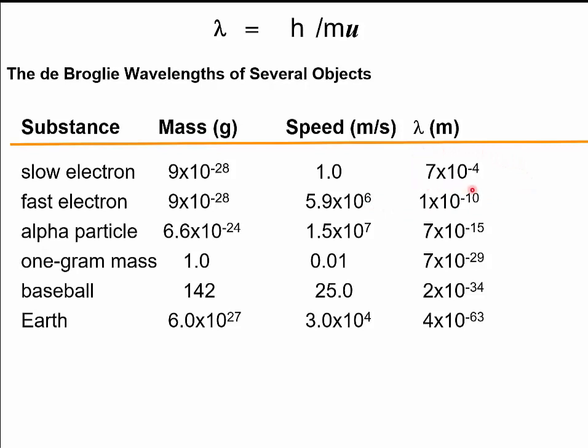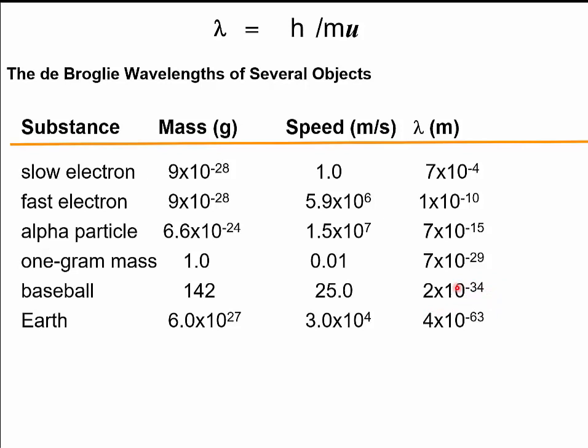That slow one is going to have a wavelength of 7 times 10 to the minus 4 meters, and this fast electron is going to have a much smaller wavelength of 1 times 10 to the minus 10. If I look at a 1 gram mass moving at 0.01 meters per second, that's going to have a very small de Broglie wavelength, 7 times 10 to the minus 29. If I take a baseball and move it at 25 meters per second, its de Broglie wavelength is going to be 2 times 10 to the minus 34 meters.